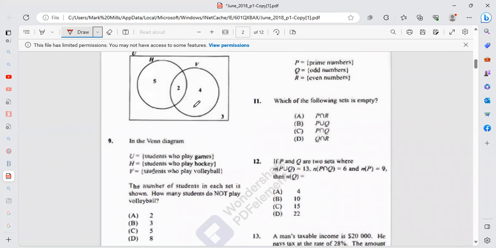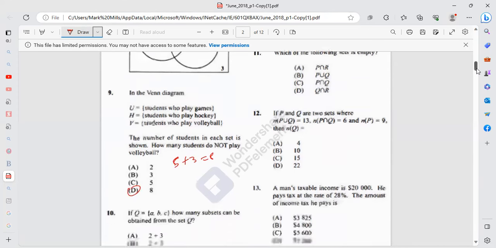How many students do not play volleyball? 8. How do you get the 8? Because the 5 from the hockey and the 3 are from the outside. Right, so it'll be 5 plus 3, which gives me 8. So the answer is D.